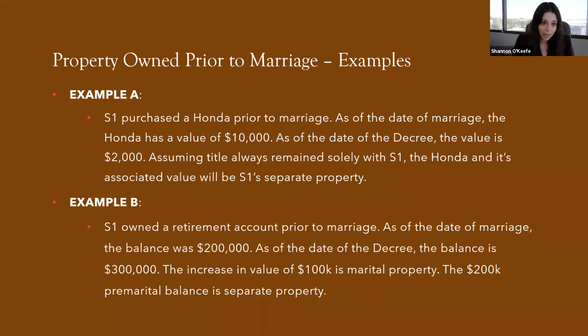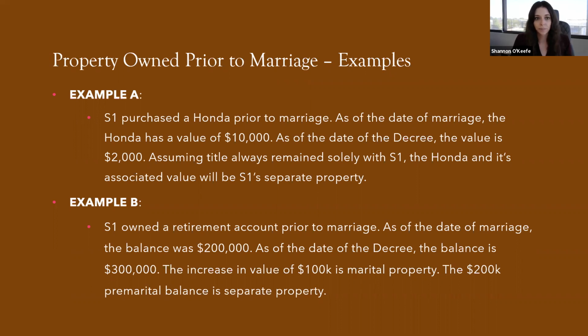For example B, S1 owned a retirement account prior to marriage. As of the date of marriage, the balance was $200,000. As of the date of the decree, the balance is $300,000. So it's increased in value about $100K. That increase in value of $100K is marital property. The $200K premarital balance would be separate property. So just remember, increases in value, if they're accrued during the marriage, are going to be marital property that's subject to division.